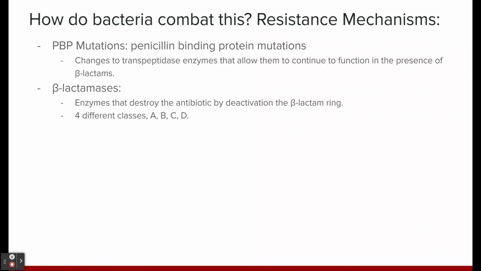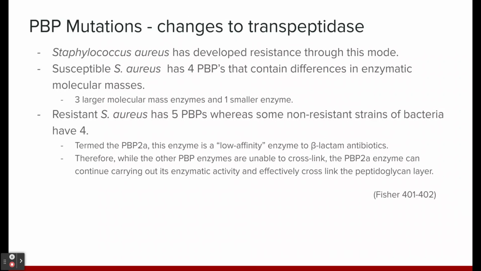Okay, so what are the different resistance mechanisms that have developed within bacteria that are resistant to these types of antibiotics? Mainly there are two modes of resistance. One is a mutation in the penicillin binding protein, which causes changes to the transpeptidase enzymes. Another mode is what are called beta-lactamases, enzymes that ultimately cause destruction of the beta-lactam ring. There are 4 different classes of these, A, B, C, and D.